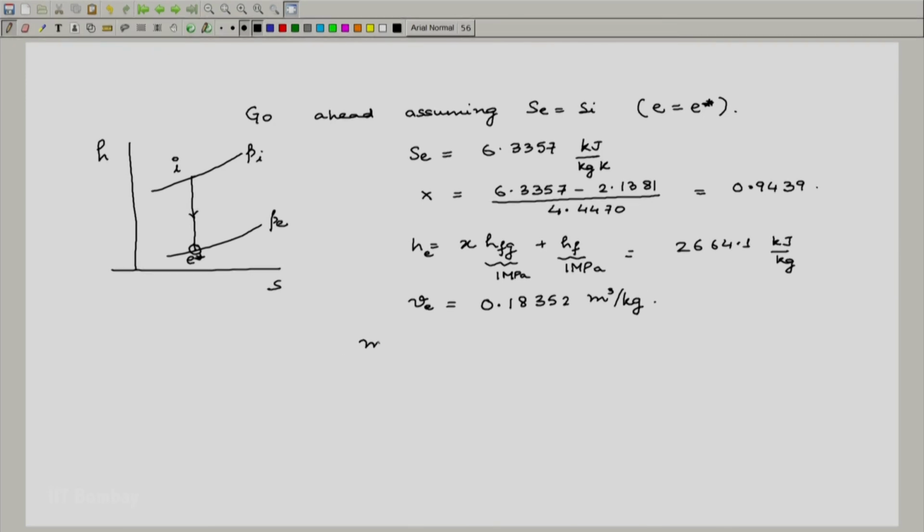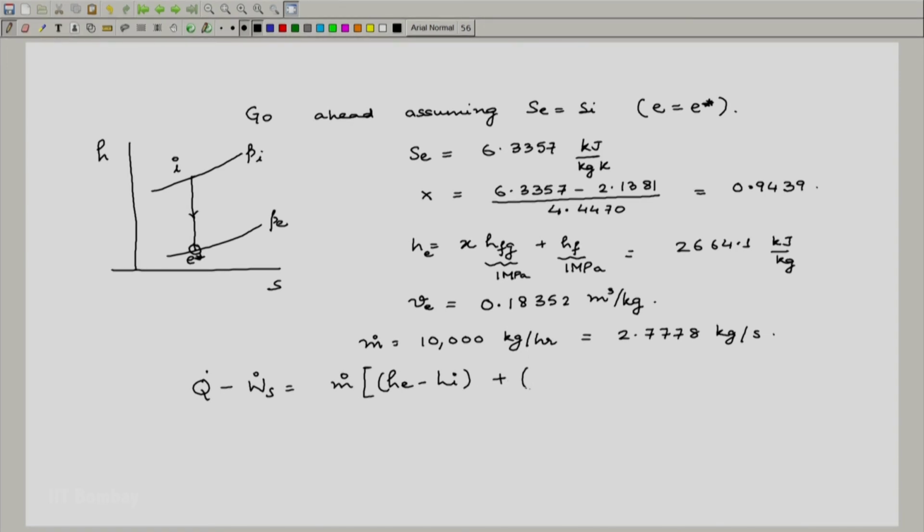So, now we find out m dot, we convert it into kgs per second instead of the kilogram per hour units that have been given. So, I just have to divide by 3600 and I would get 2.7778 kilogram per second. Now, we can write our first law. We have q dot minus w dot s is equal to m dot He minus Hi plus Ve squared by 2 minus Vi squared by 2 plus G Ze minus Zi.